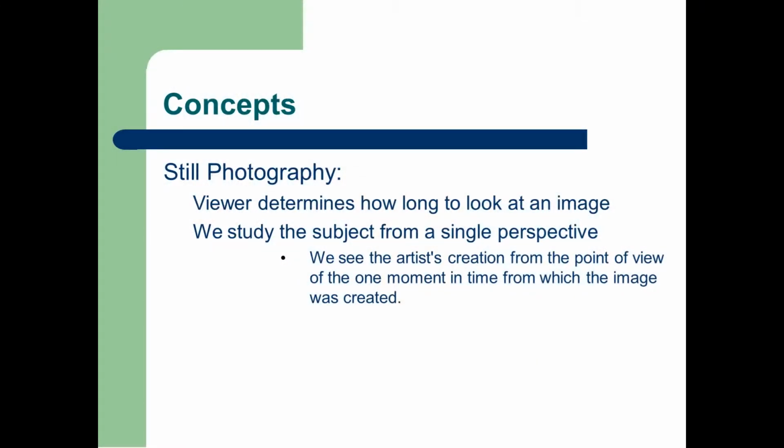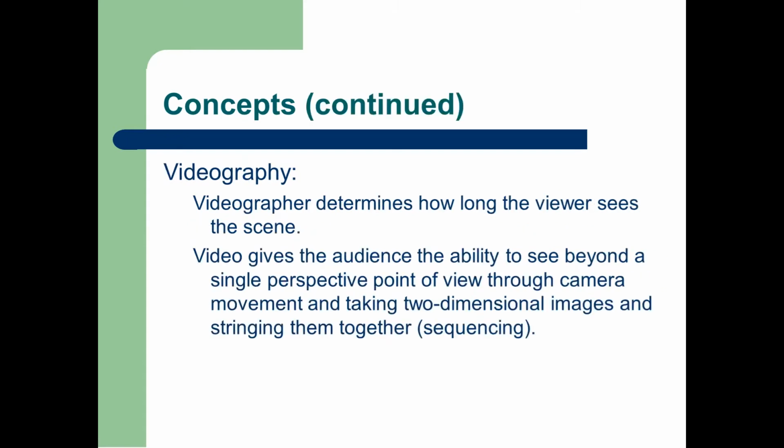So let's talk about concepts. In still photography, the viewer determines how long to look at an image. We study the subject from a single perspective. We see the artist's creation from the point of view of the one moment in time from which the image was created. In videography, the videographer determines how long the viewer sees a scene. The video gives the audience the ability to see beyond a single perspective point of view through camera movement and taking two-dimensional images and stringing them together in something called sequencing.